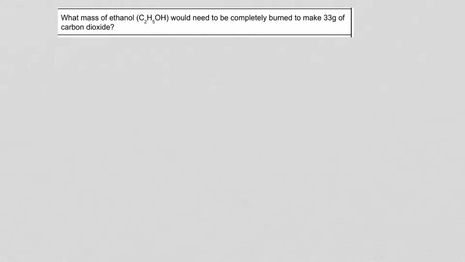We're going to have a look at reacting masses. Whenever you do a question like this, the first thing you've got to start with is a balanced symbol equation. So let's have a quick go at that. We've got ethanol, which is C2H5OH, reacting with oxygen in the air. It's burning completely, and it forms carbon dioxide and water.